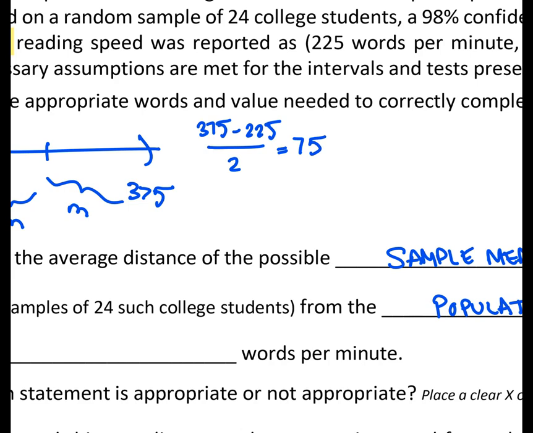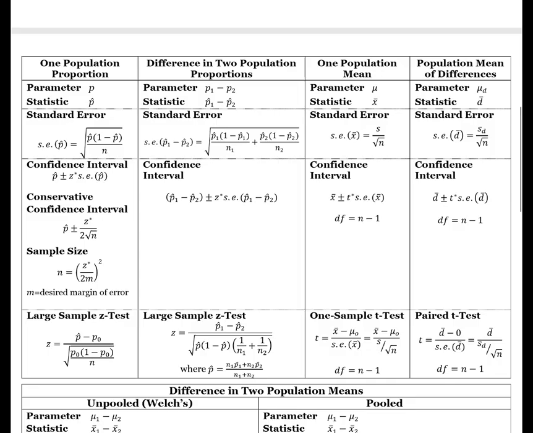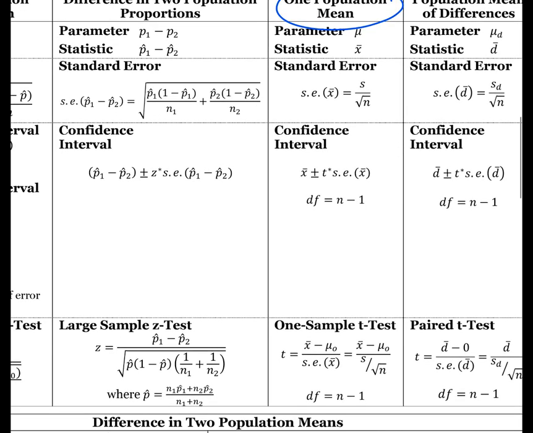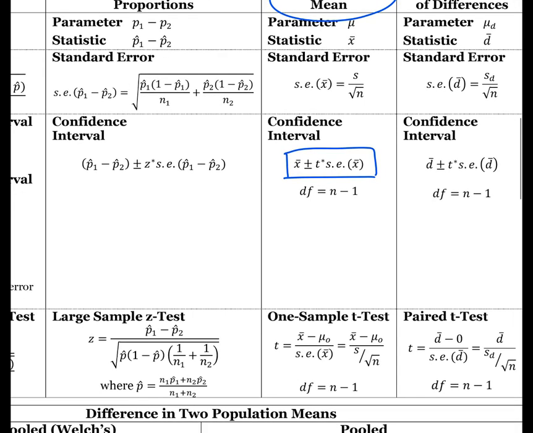But what does our margin of error equal? So let's head to the formula card really quick. If we look on the formula card under one population mean, we have our equation for the confidence interval. We have our midpoint, the sample statistic, x bar. And then we add and subtract that margin of error from that value. So we know our margin of error is everything after that plus and minus. So let's go back and calculate that.